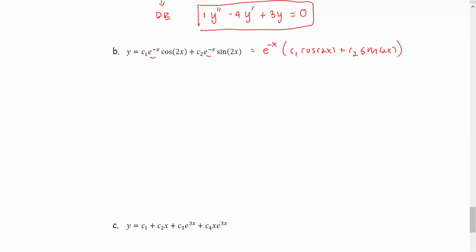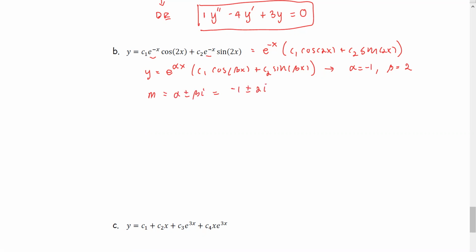With this form, it is the case of the conjugate complex solution, with the pattern y equals e to the alpha x multiplied by c1 cosine of beta x plus c2 sine of beta x. For part B, alpha is -1 and beta is 2. That gives us the conjugate complex roots in the form alpha plus or minus beta i, or -1 plus or minus 2i.